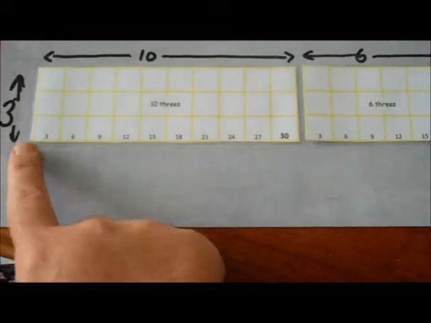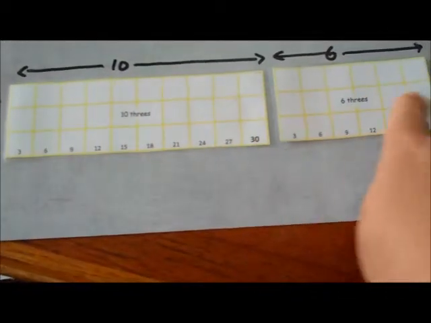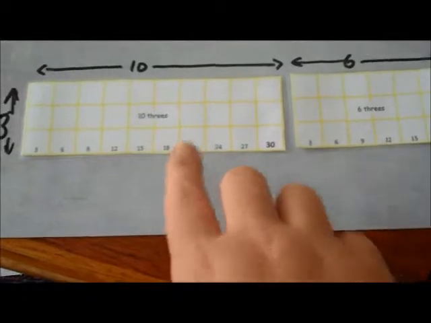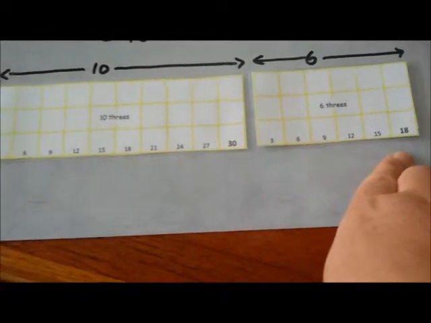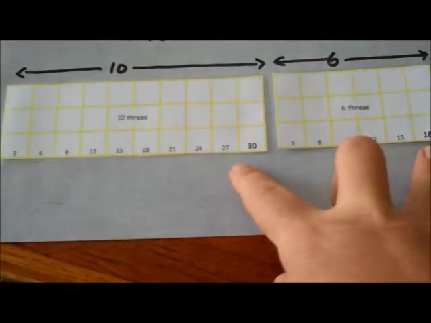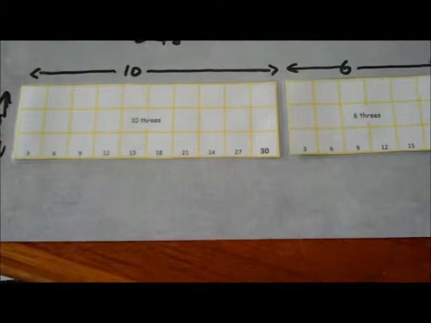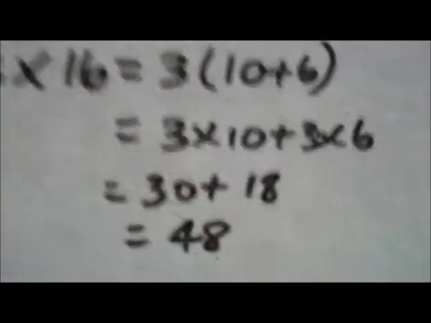So here I've got 3 lots of 10, 3 lots of 6, because each of these rows is 16 and I've got it 3 times. Yeah? And 30, 3 tens, plus 18, 3 sixes, is much easier to do, 48, than just about any other way to calculate that, I reckon. Unless you know your 16s off by heart. But let's look at the maths behind that.